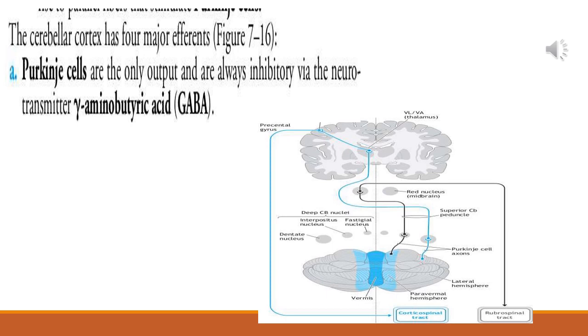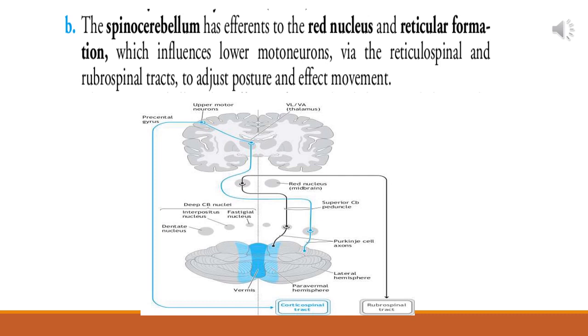The cerebellar cortex has 4 major efferents. A. Purkinje cells are the only output and are always inhibitory via the neurotransmitter gamma aminobutyric acid. B. The spinocerebellum has efferents to the red nucleus and reticular formation, which influences lower motor neurons via the reticulospinal and rubrospinal tracts to adjust posture and affect movement.